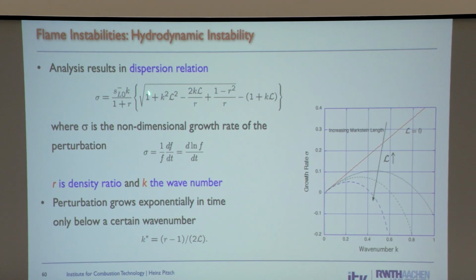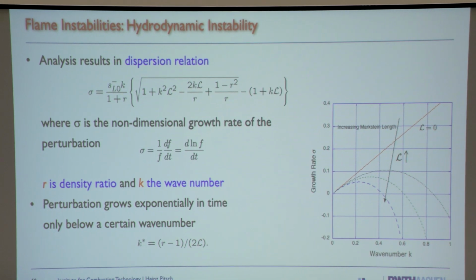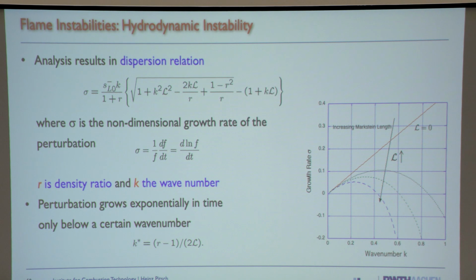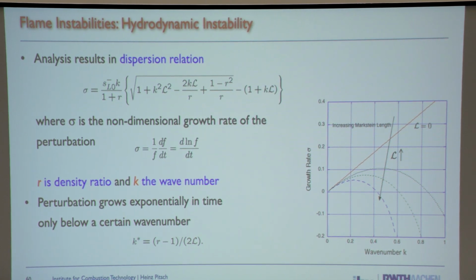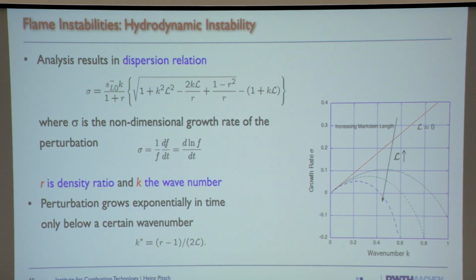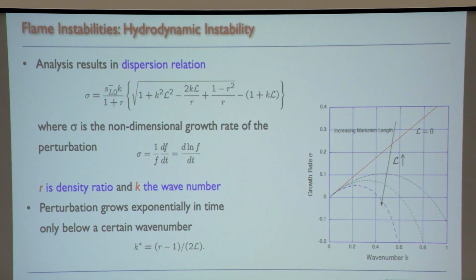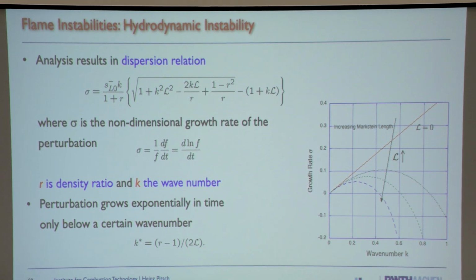This I just explained. So one can do a stability analysis, a linear stability analysis, and get a so-called dispersion relation. The dispersion relation tells you the growth rate of an initial perturbation depending on the wave number, okay? So I impose a certain wavelength or wave number, and then I look at how fast this grows. That's what this dispersion relation tells you.